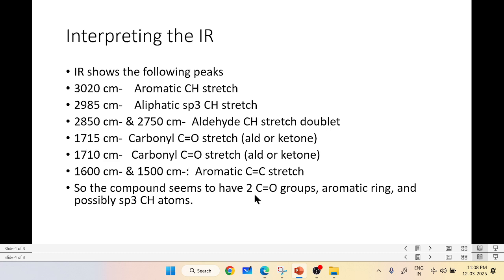So the compound seems to have two carbonyl groups from the IR spectrum, and it is also very likely having an aromatic ring and possibly an sp3 CH.